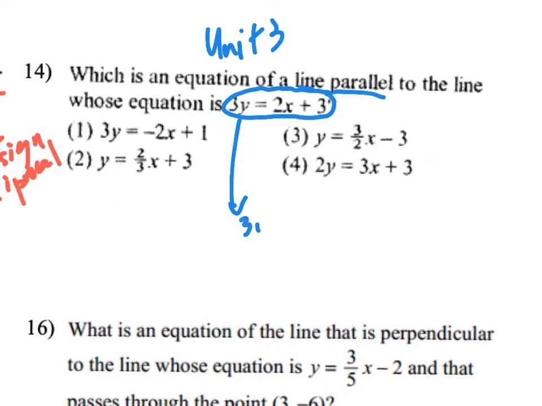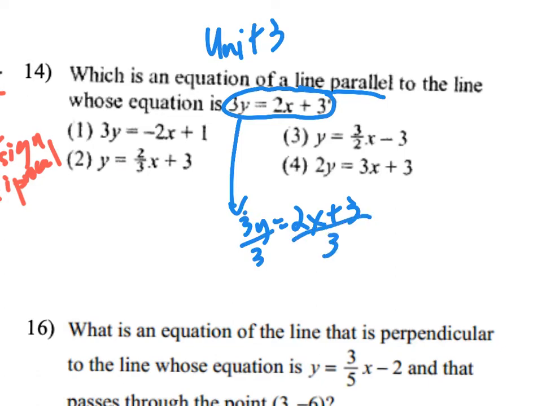So I have 3y equals 2x plus 3. To get it into my slope-intercept form, I need to solve for y. I need to get y by itself. And right now I have this 3 as a coefficient for it. So to get rid of multiplying y by 3, I'm going to divide both sides of my equation by 3.